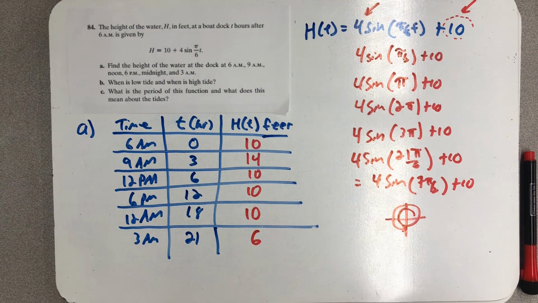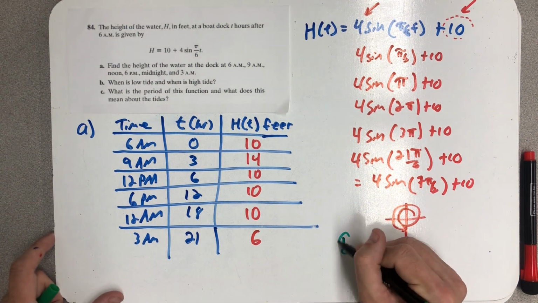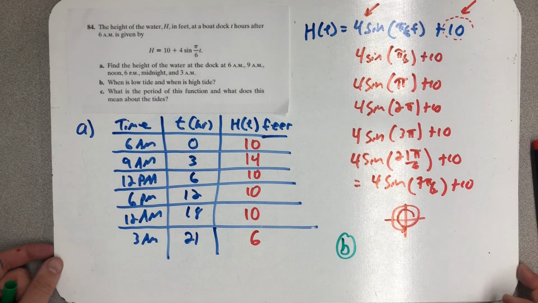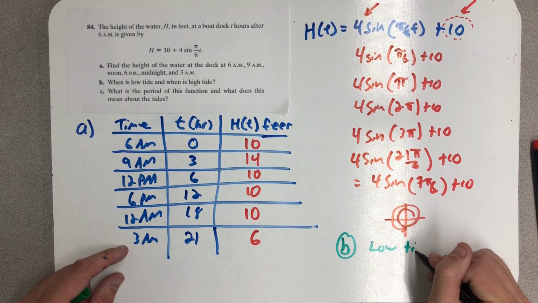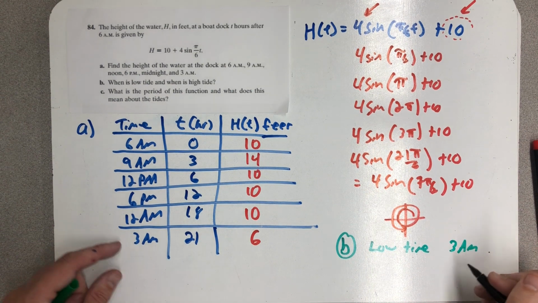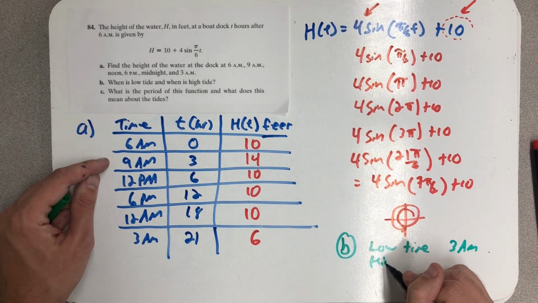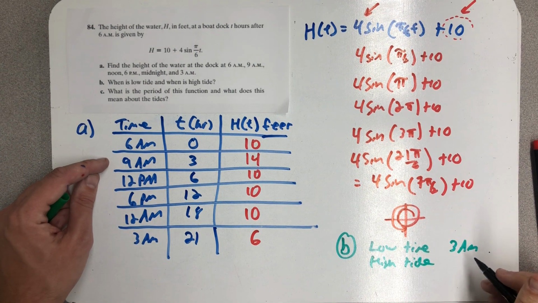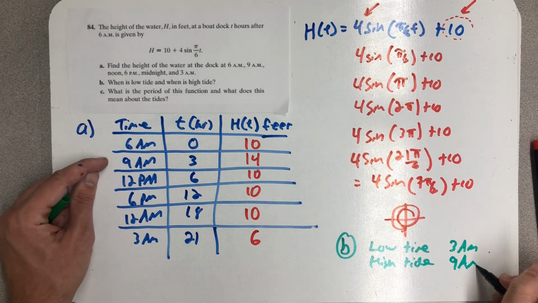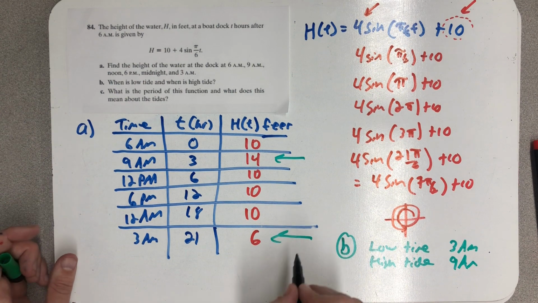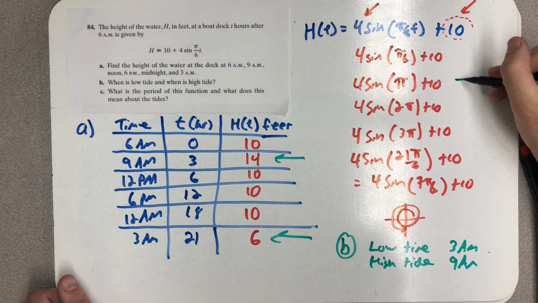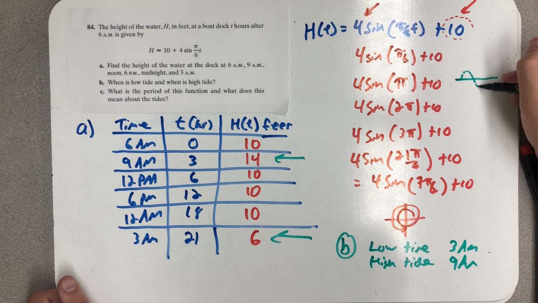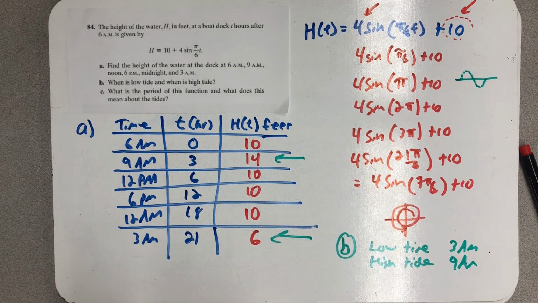And that really brings us to question B. When is high tide and when is low tide? All right, low tide has to be at 3 a.m. High tide has to be at 9 a.m. Just looking for the largest thing and the smallest thing. And even if I hadn't built this table, I think I could have imagined what I was looking for just thinking about what sine does over one full revolution, over one full period.